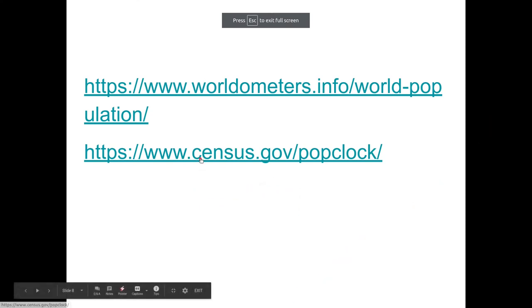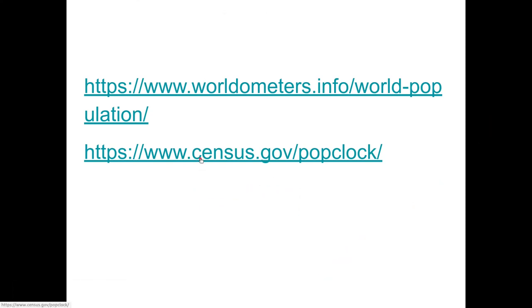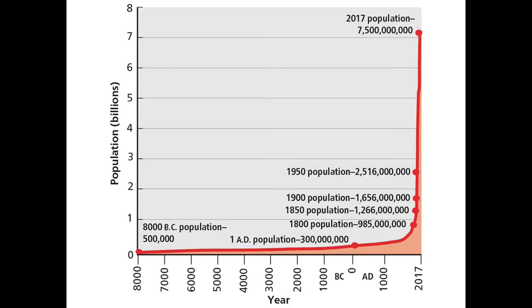So I hope you play around with that page because it's got all kinds of good information on it. And also the census department, the U.S. Census, has a similar pop clock for the U.S. It's got detailed figures for the U.S. and then general numbers for the world, just like average increase or actual increase.